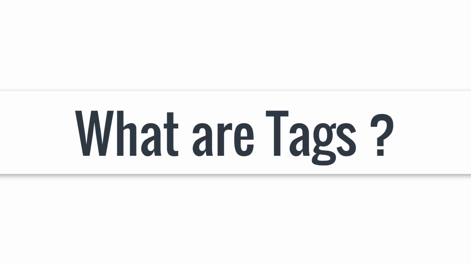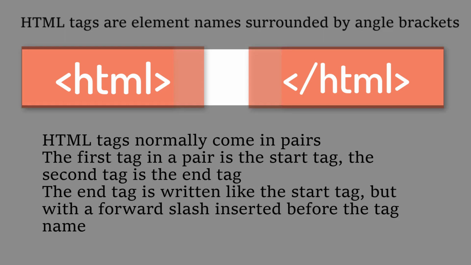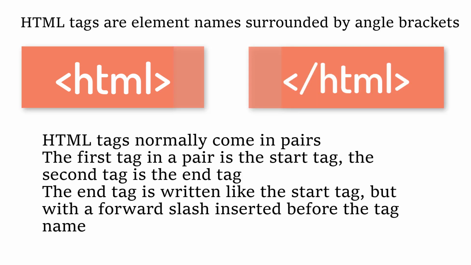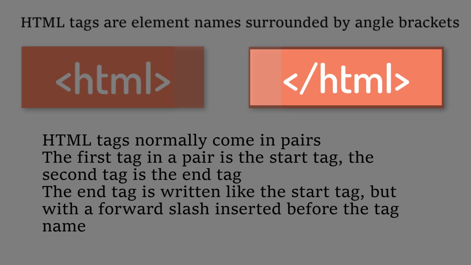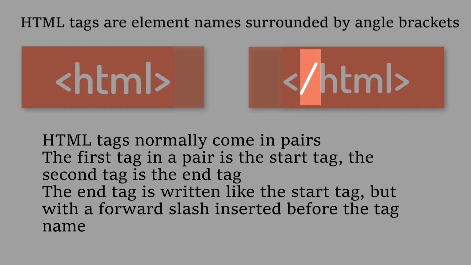Now you might be wondering, what are these tags? Tags are nothing but keywords surrounded by angle brackets. These tags normally come in pairs. The first tag in a pair is the start tag, the second tag is the end tag. The end tag is written like the start tag, but with a slash before the tag name.